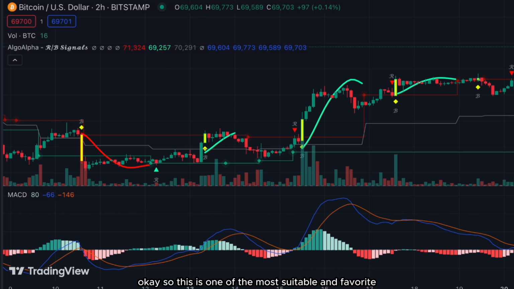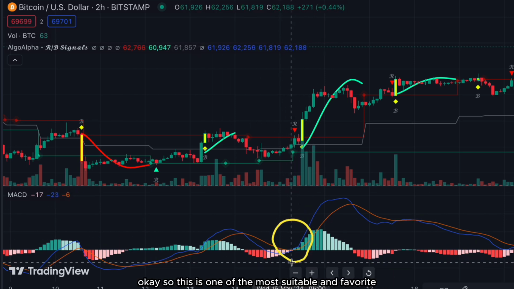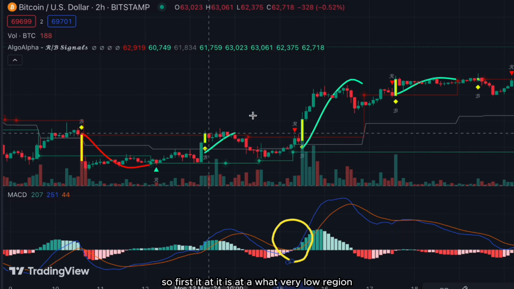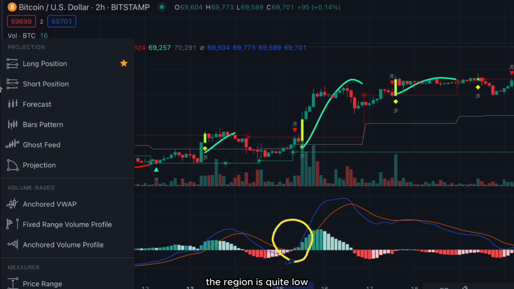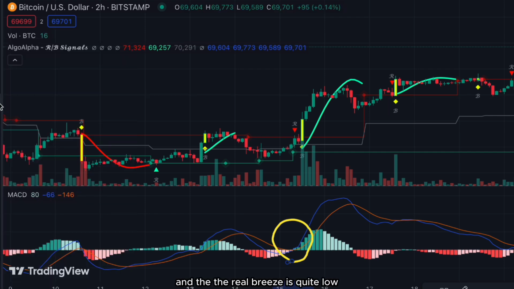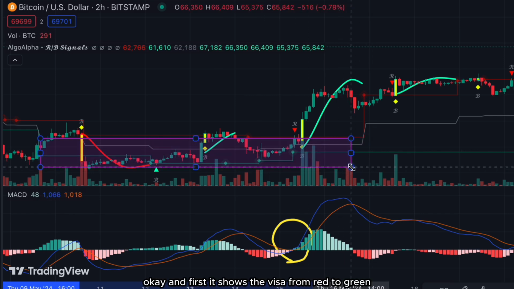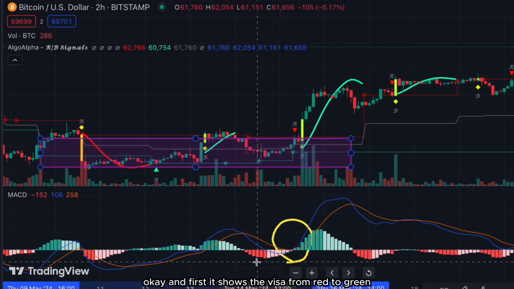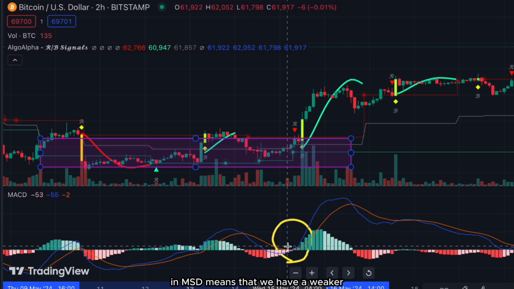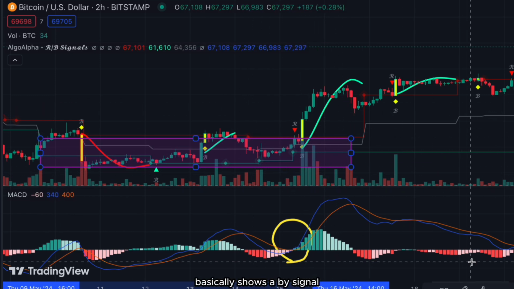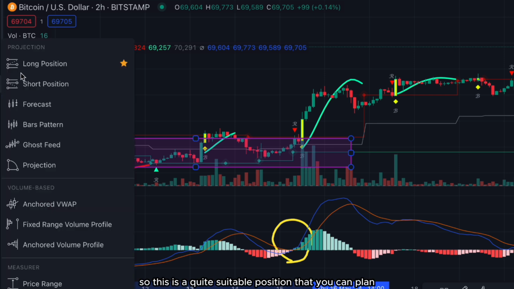Okay, so this is one of the most suitable and favored places to plan. So first, it is at a very low region. The region is quite low, and the risk is quite low. For example, this shows a sideways position. First it shows a reversal from red to green in MACD, which means that we have a weaker bearish momentum and a stronger bullish momentum. And in our chart for the signal, basically it shows a buy signal. So this is a quite suitable position that you can plan.